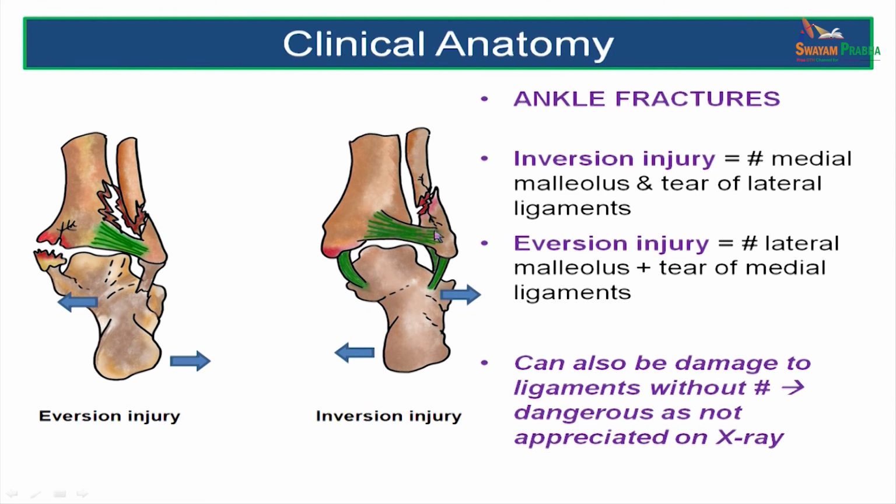of fibula. In eversion injury, where the heel is forced outwards and the upper portion of foot is forced inwards, there can be a strain of the medial malleolus, medial collateral ligament or deltoid ligament, and again it could shear off the lower end of fibula.